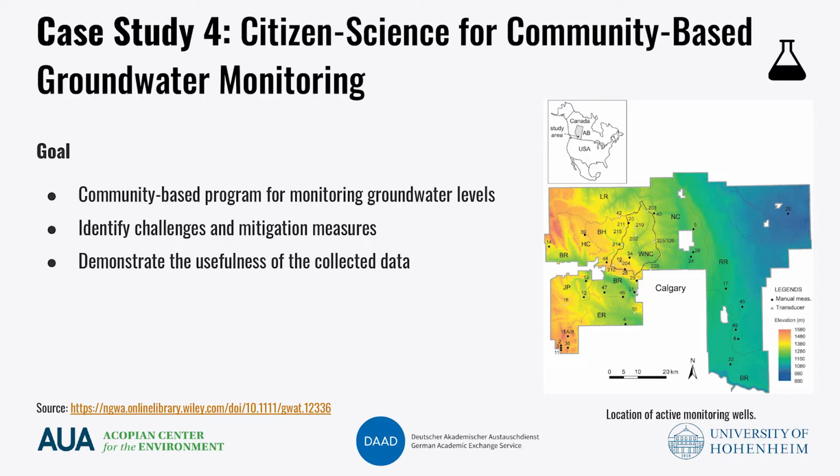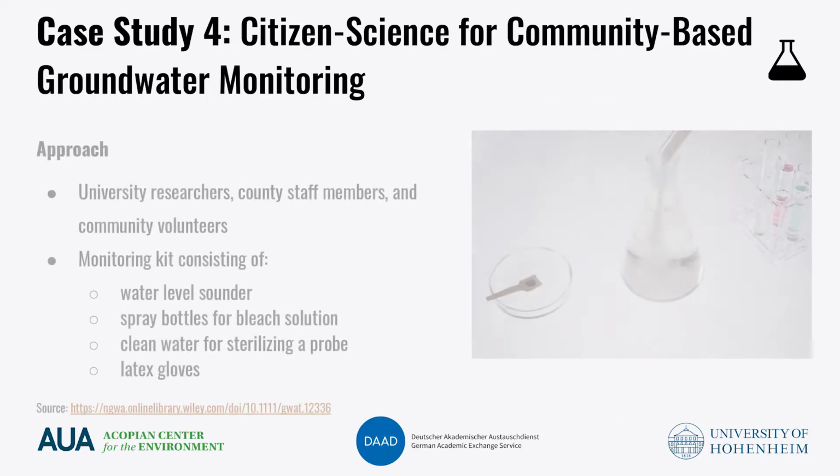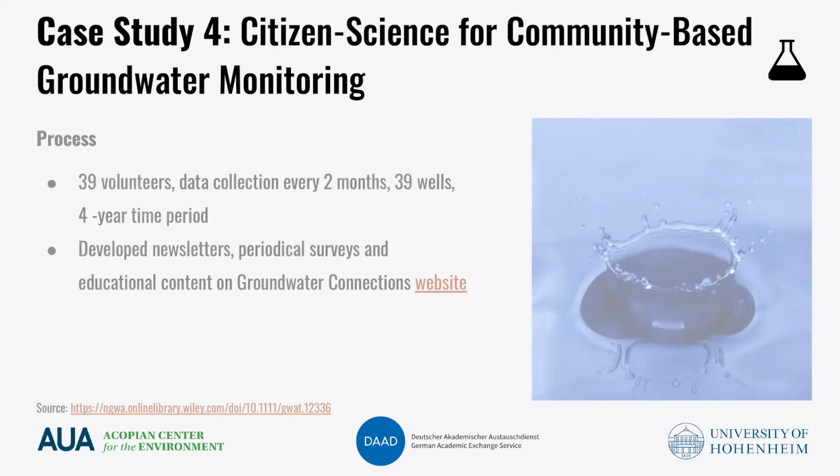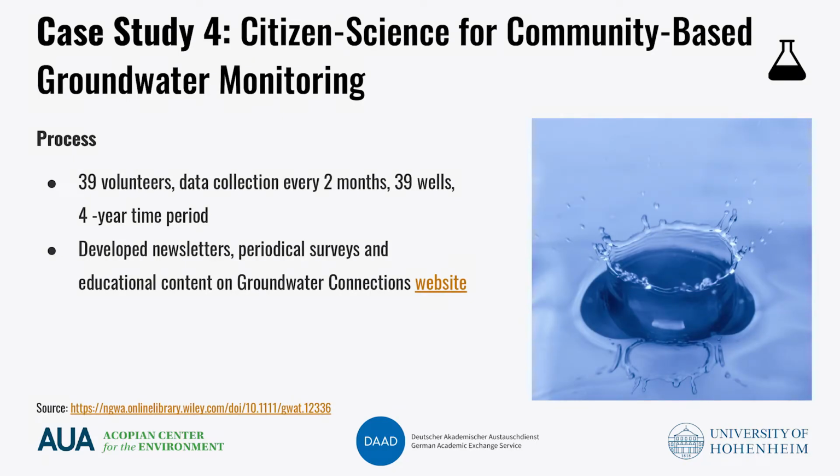The methodology used in this project can be adopted easily by other municipalities and watershed stewardship groups interested in groundwater monitoring. The community-based project involved university researchers, county staff and community volunteers. The volunteers were given monitoring kits, consisting of a water level sounder, spray bottles for bleach solution, clean water for sterilizing a probe, and latex gloves. Community volunteers measured the water levels of wells and entered the data on a web-based, freely accessible portal. Throughout the project, 39 volunteers measured and reported water levels of 39 wells every 2 months.